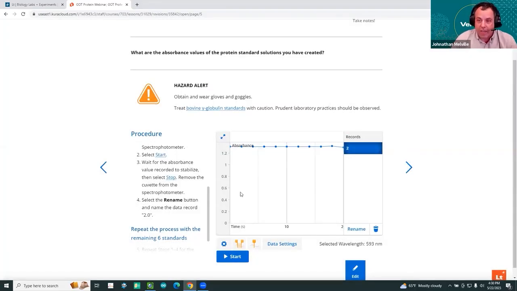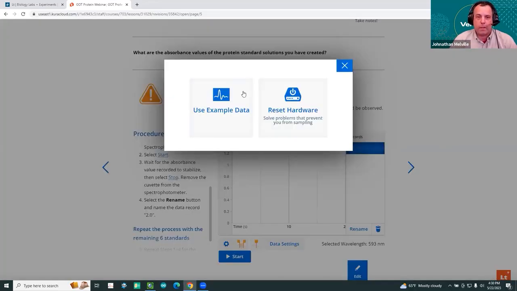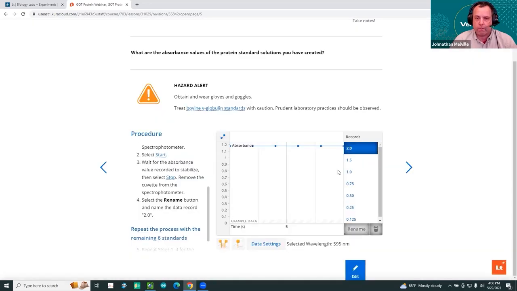Now, it could be really boring to do this entire webinar with me showing you back and forth how to do a series of standards. So what I'm going to do is use the sample data that's there. But what's really great is the sample data is actually quite close to the data that I've already recorded. So I'm going to hit data settings and use sample data. And here is all the sample data already there.